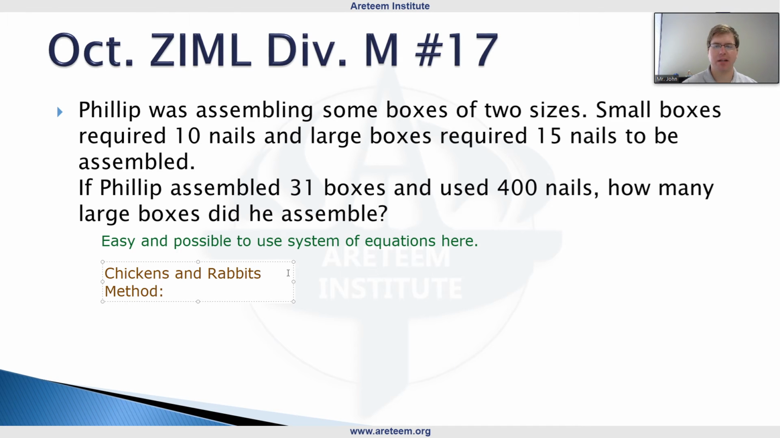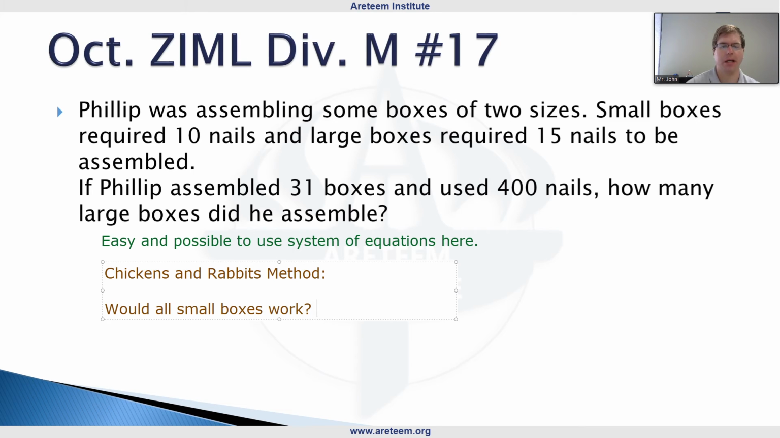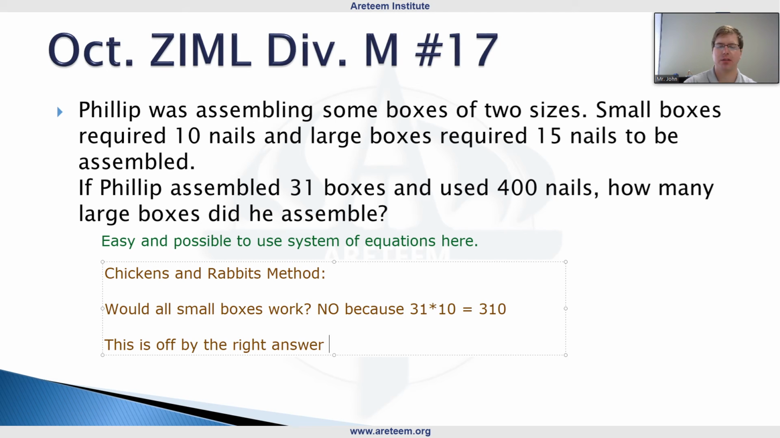So this is a method a lot of you guys might have heard of. I want to do this as an example here really quickly as well, to show how you do that in a context like this. So would all small boxes work? No, because 31 times 10 is 310. So this is a fix your answer kind of problem. So this is what you have, 90 less than you actually want. This is off from the right answer by 90.